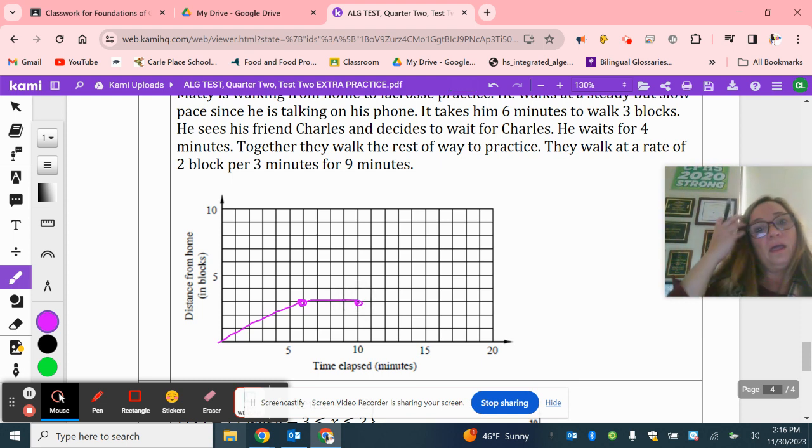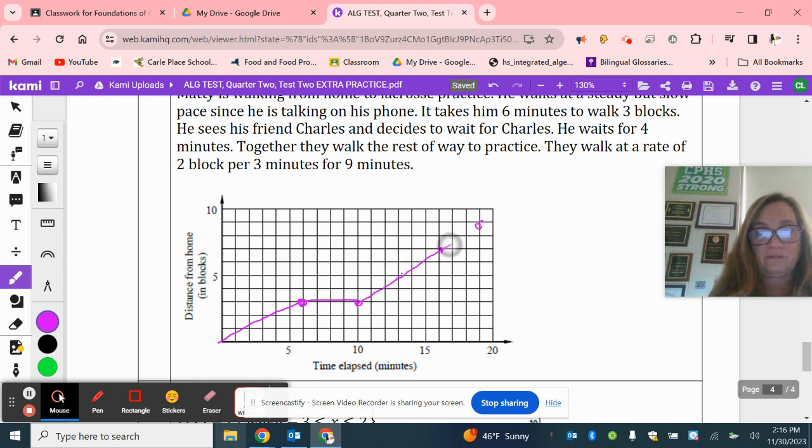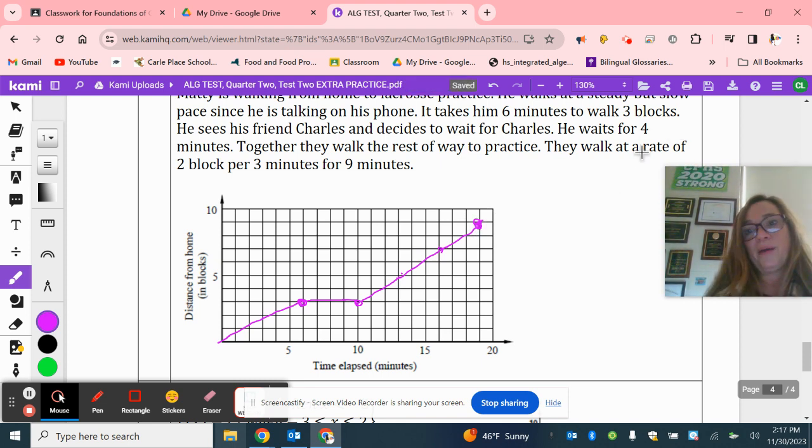Okay. Together they walk the rest of the way to practice. They walk at a rate of 2 blocks for 3 minutes, for 9 minutes total. So 2 blocks, 3 minutes, repeated, for a total of 9 minutes. So here he finally gets to practice. Okay, remember, rate's going to indicate slope. So the slope of that third piece is 2/3.